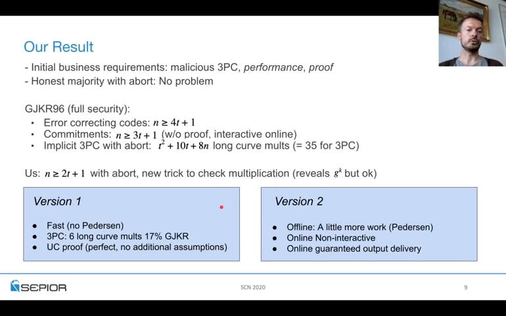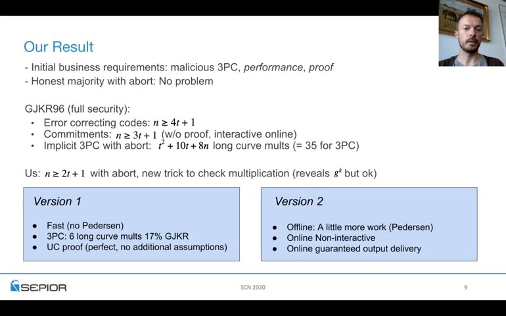Okay, so we came up with 2 solutions. The first one is very fast. There are no Pedersen commitments. It works for 3 parties. In that case, it only requires 6 elliptic curve multiplications, which is 17% of what is used in the Gennaro solution from '96. Also, there is a full UC proof. In fact, it's a perfect UC security, and there are no additional assumptions, except of course from assuming that ECDSA is secure.